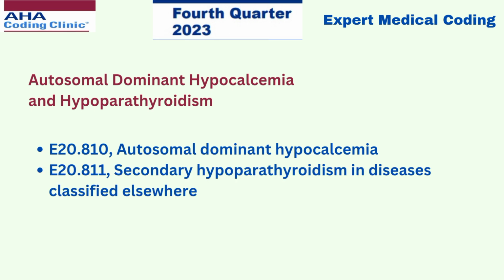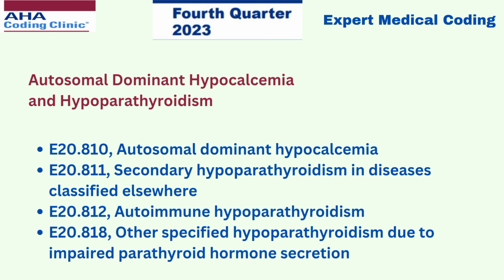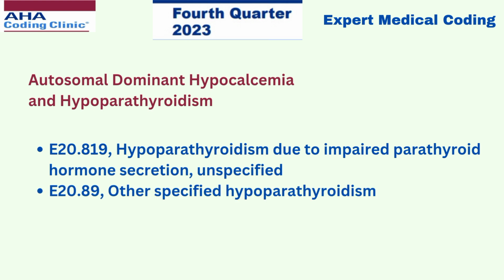E20.811 secondary hypoparathyroidism in diseases classified elsewhere, E20.812 autoimmune hypoparathyroidism, E20.818 other specified hypoparathyroidism due to impaired parathyroid hormone secretion, E20.819 hypoparathyroidism due to impaired parathyroid hormone secretion unspecified, and E20.89 other specified hypoparathyroidism.